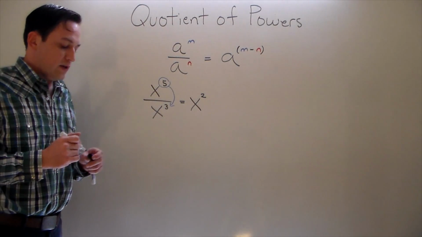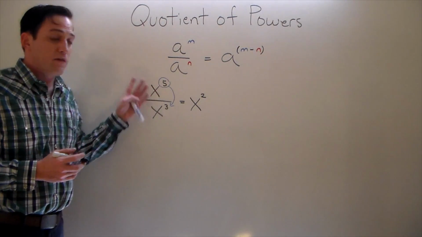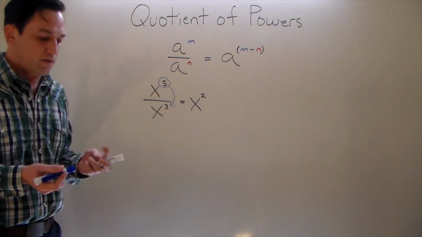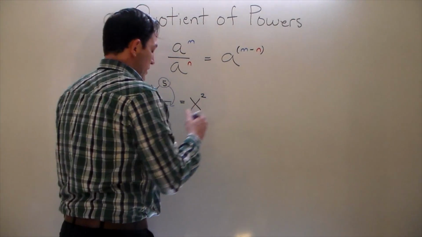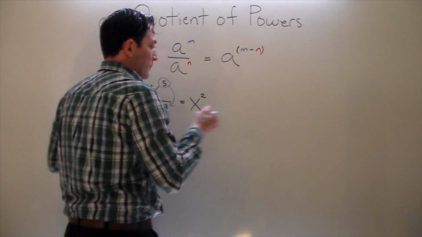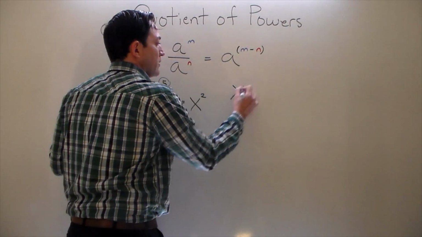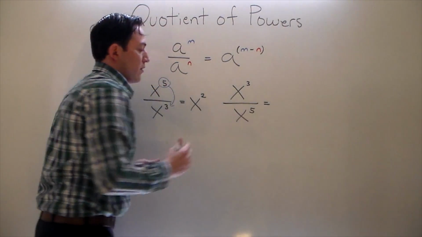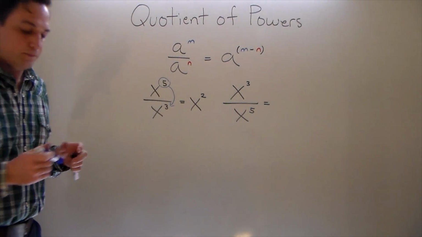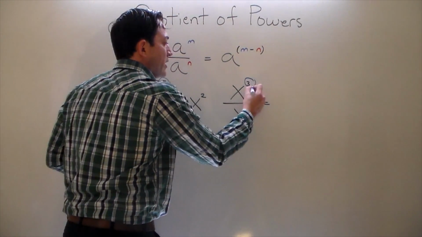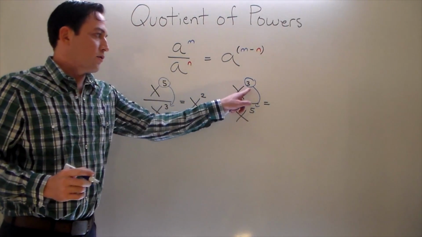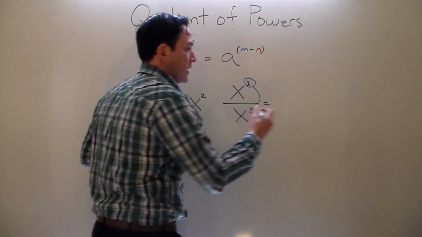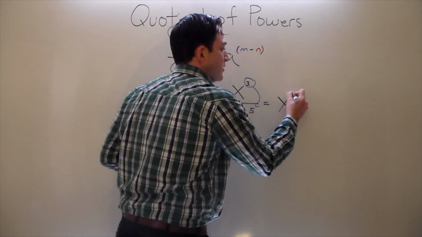Okay? Let's do another example. You can very well get a negative exponent doing the quotient of powers. So let's go ahead and do an example like that. If I just switch these, x to the third divided by x to the fifth, right here now what I have is 3 minus 5. So 3 minus 5 is actually a negative 2. So we have x raised to the negative 2.